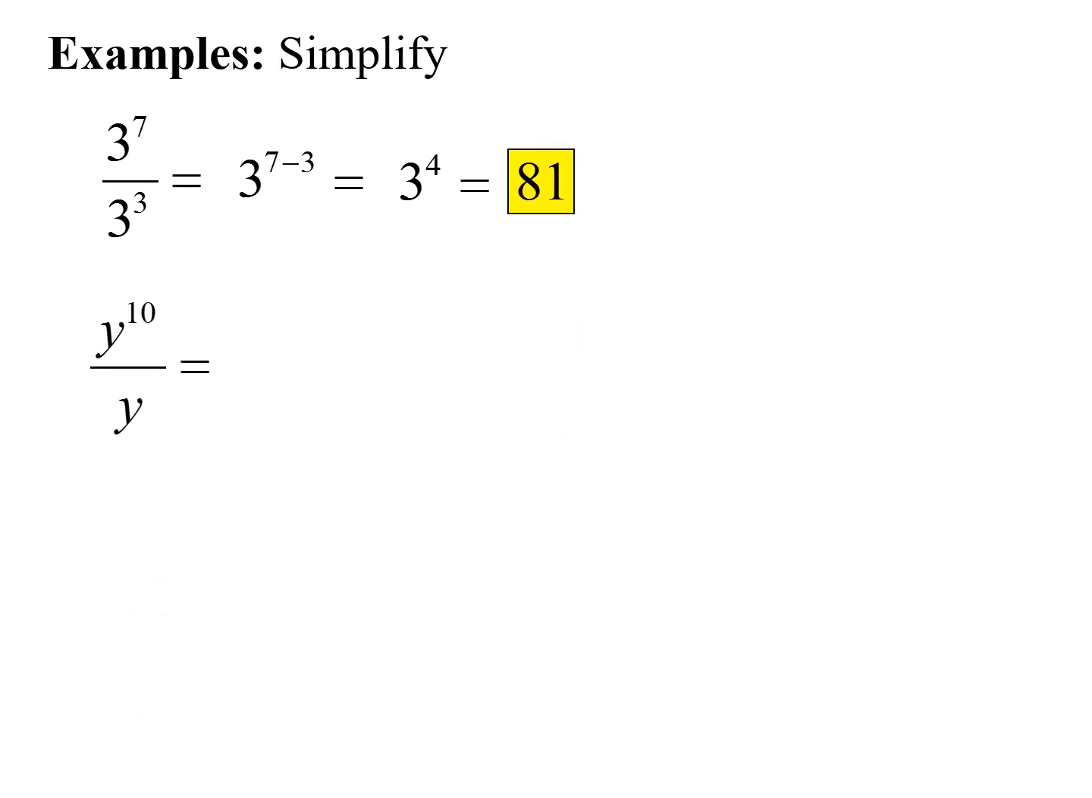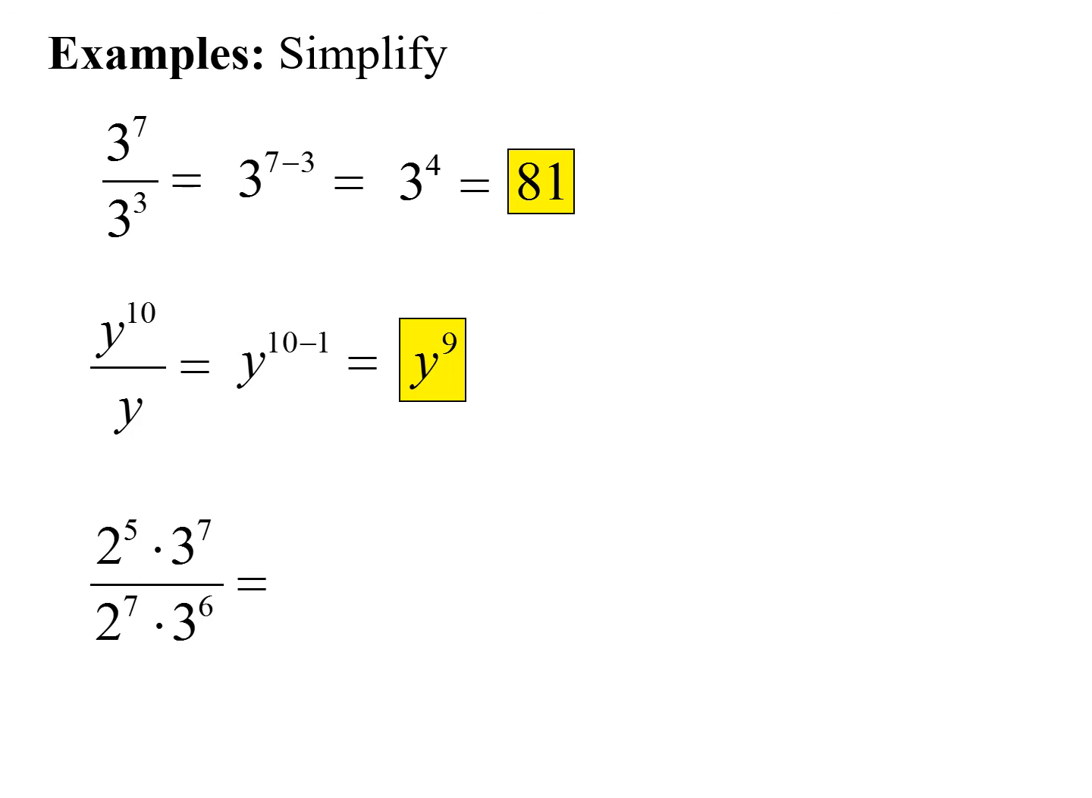If I have y to the 10th divided by y, remember that in the denominator, if I don't see an exponent, it's to the 1st power. So it's y to the 10th over y to the 1st. So it's going to be y to the 10 minus 1, which is y to the 9th.